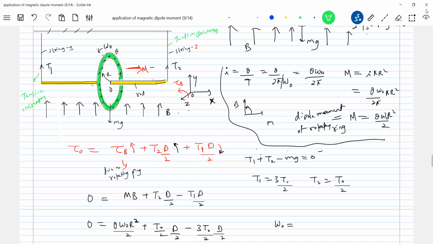If you make the angular velocity 0, you stop the ring. Again what happens? The tensions will adjust themselves to T naught, and they will balance the weight. The weight will be acting vertically. This is for translational equilibrium, along the y-axis.